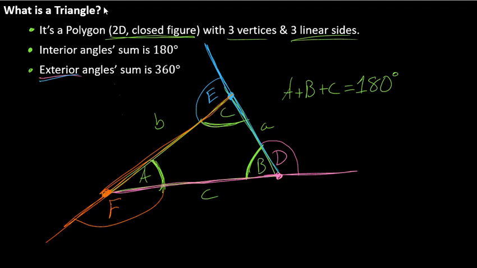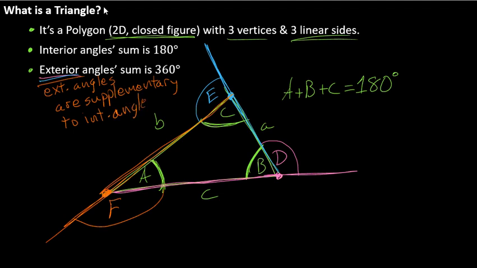Okay, and you can see that the exterior angles are supplementary to the interior ones. Okay, so just an important little tidbit there. And what do I mean by supplementary? So for example, A and its exterior angle F, they are supplementary, right? Meaning that A plus F equals 180. Okay, so always keep that in mind.